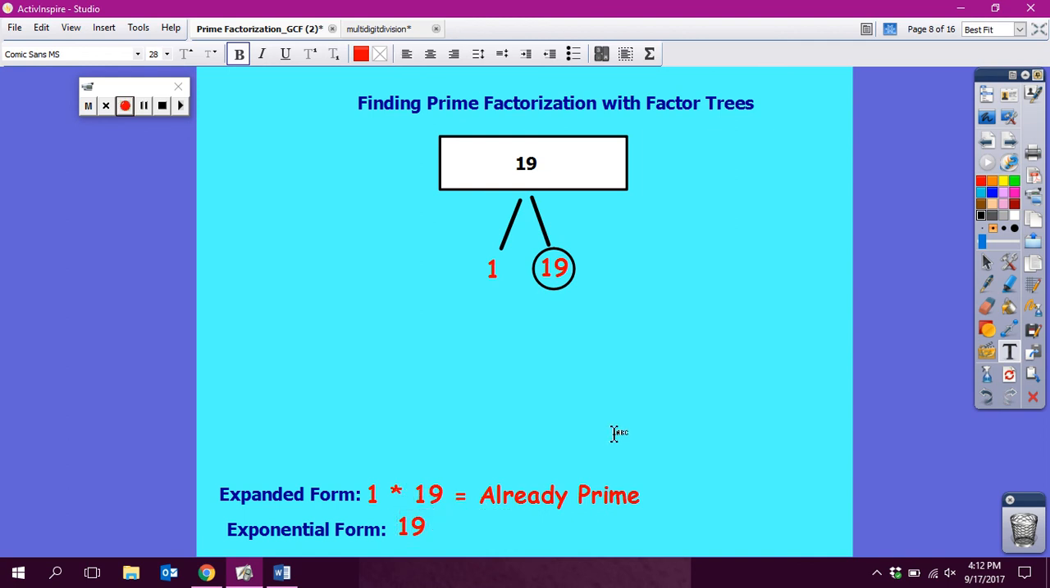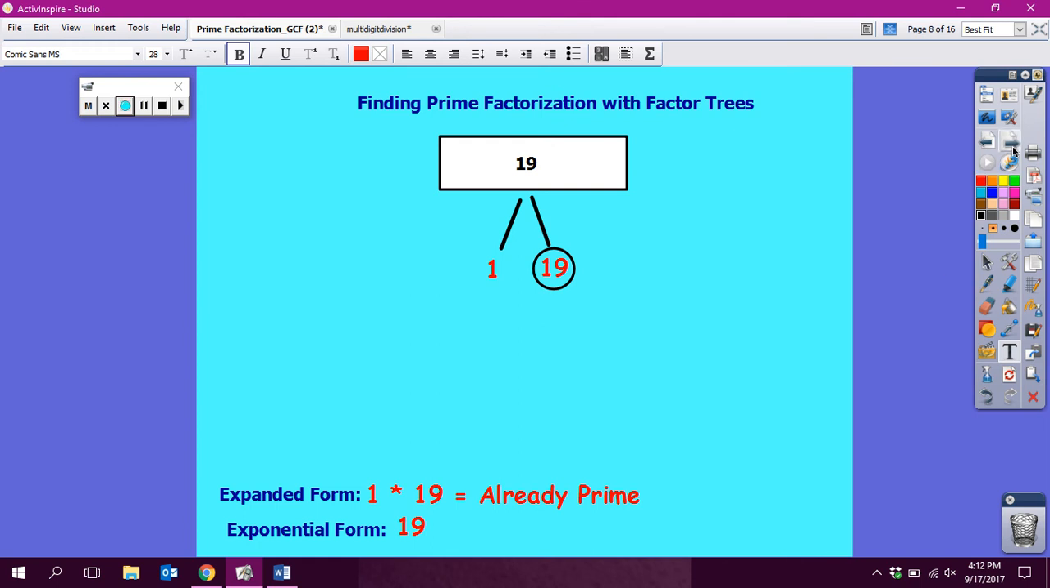Because really the only factors it has, again, like I said, are 1 and itself, but 1's not a prime number. And remember, prime factorization tells you that you should have prime factors. 1 is not a prime number. Okay, so be careful with this type of problem. All right, moving forward here.